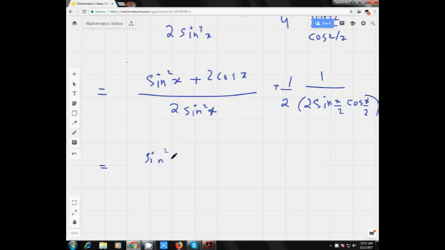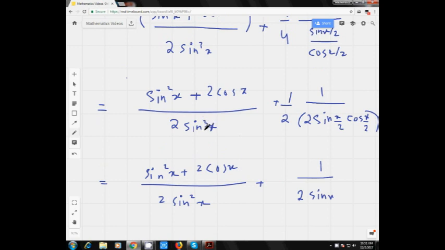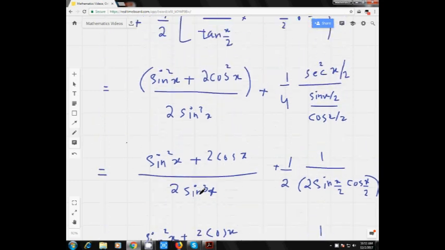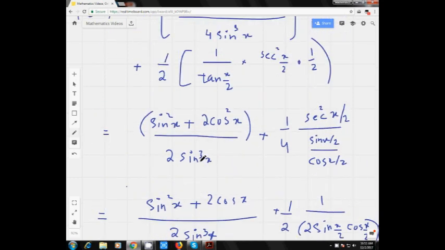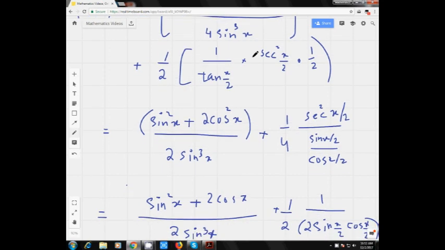Sine square x by 2, the first expression will remain as it is, divided by 2 sine square x plus 1 by 2 sine x. And this is not sine square x, it is actually sine cube x. Let me confirm it from the previous steps. Yes, it is sine cube x and sine cube x, yes.